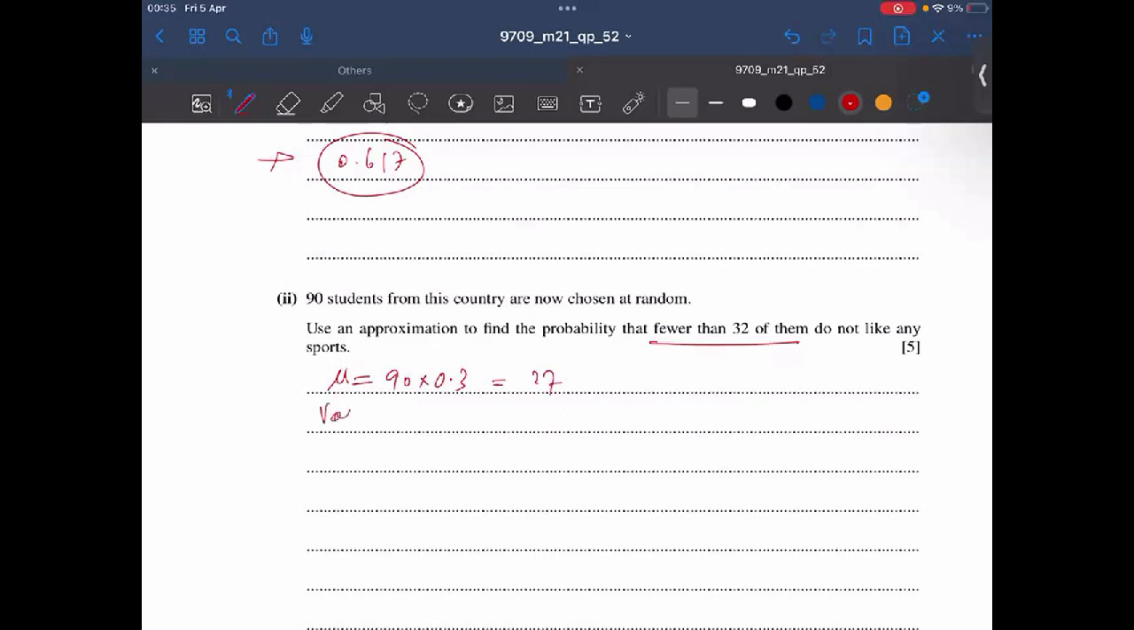and variance is NPQ, or you may just calculate the standard deviation. That is 90 times 0.3 times 0.7. So it's going to be 18.9. So variance is coming out to be 18.9.